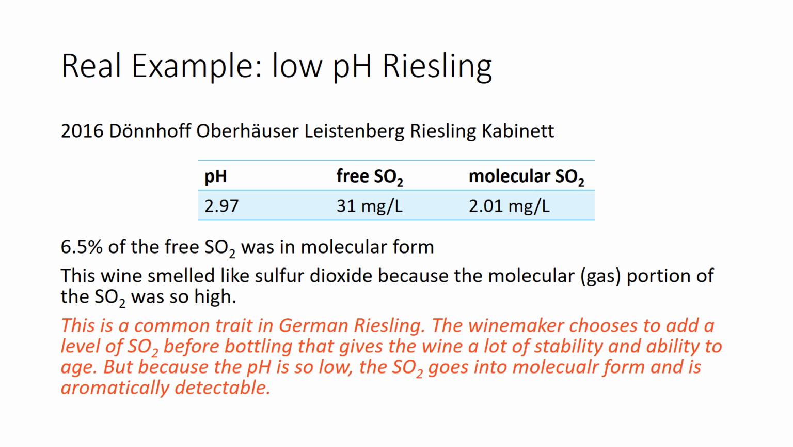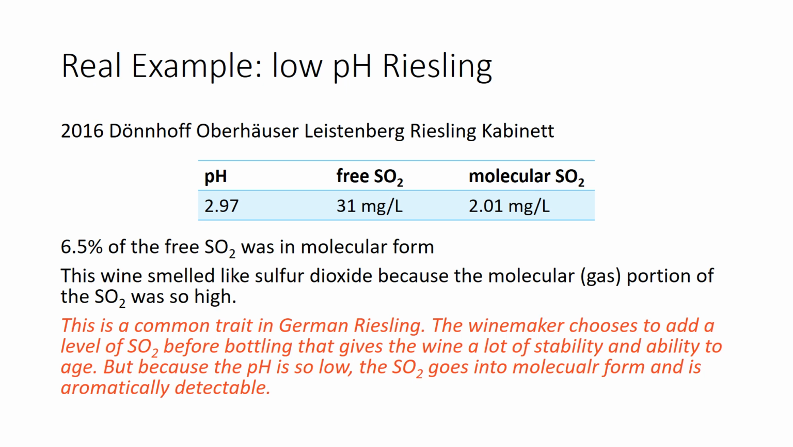So I'm going to show you now two real examples of the impacts of pH on molecular sulfur dioxide. Our first one here is a low pH Riesling. This is the 2016 Dönhoff Oberhauser Leistenberg Riesling Kabinett. I can't pronounce that. My father would not be impressed with me right now with that German pronunciation. It's at pH 2.97, which is really quite low for a wine.